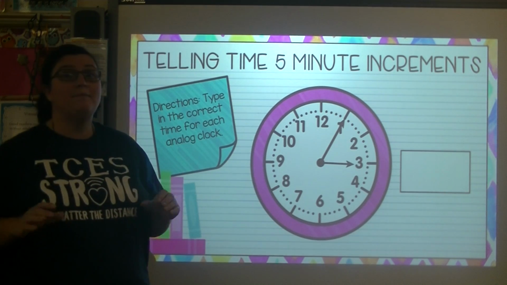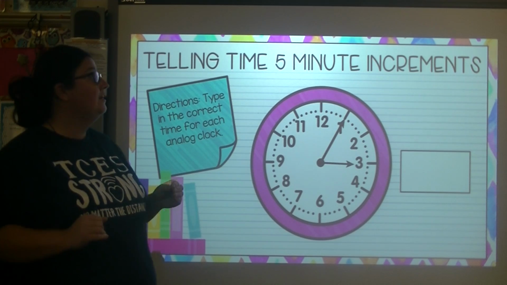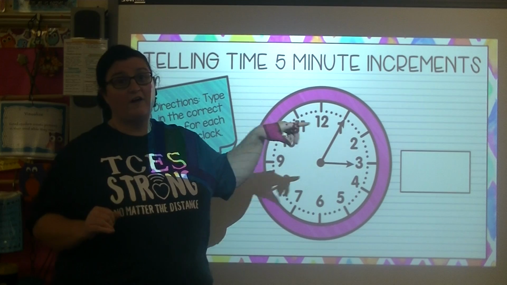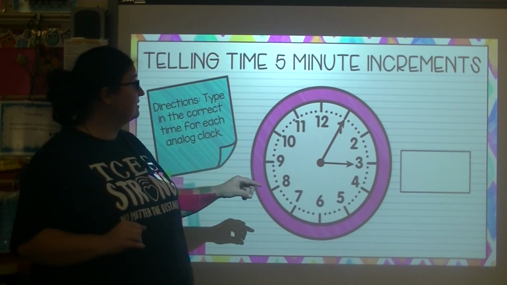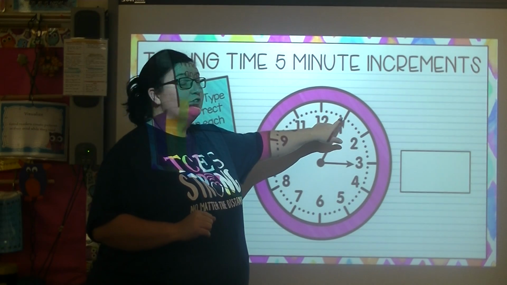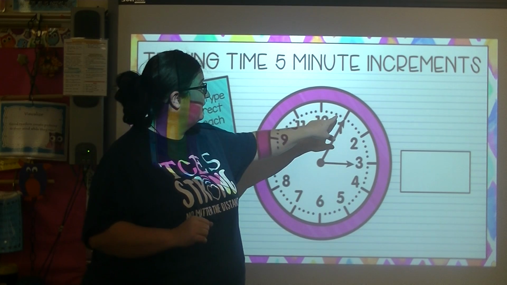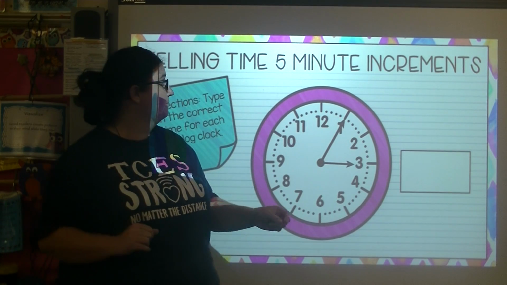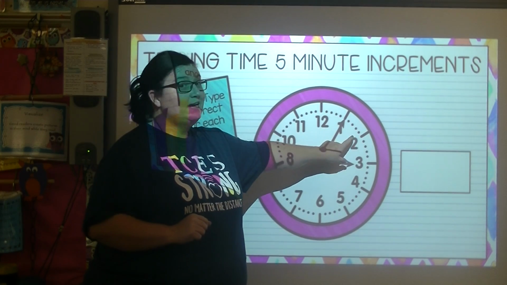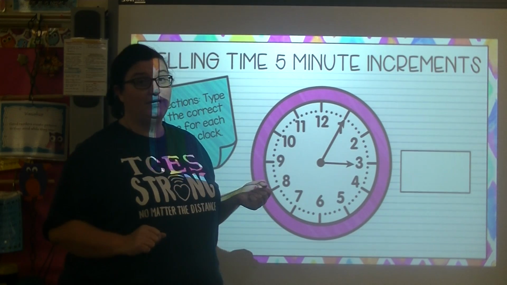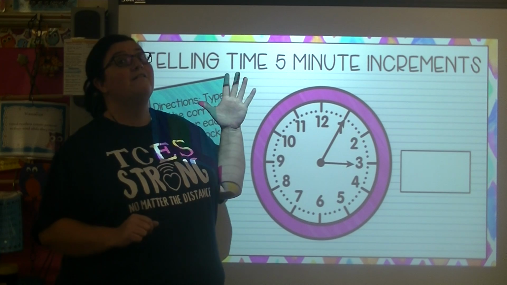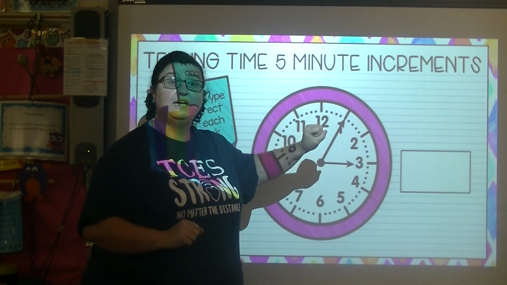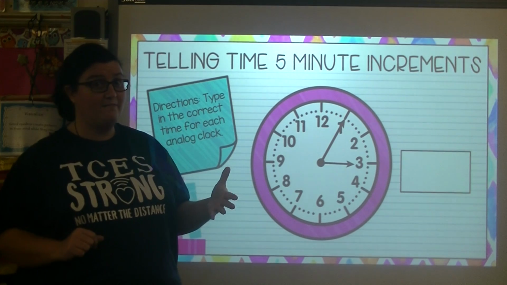When we're looking at our minute hand, your minute hand is going to move all the way around the clock in that 60 minutes. All right, remember you have the little dots in between each big number that stand for minutes. When we get to the big number, those stand for how many minutes? 5 minutes. So there are 4 little dots, and then the big number stands for 5 minutes.